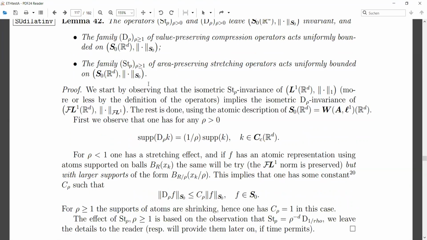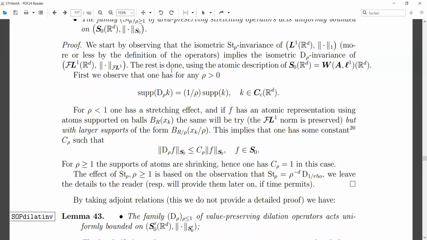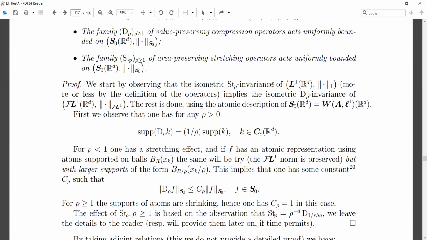Now, the arguments are actually not very deep if you choose the right characterization of S0. The first one is, we have by definition more or less that the ST rho operator leaves the L1 norm invariant. We also know that the ST rho operator goes over to the D rho operator if you go to the Fourier transform side. And we take the norm of the L1 into the Fourier domain, so that's clear. That means we have a D rho operator which is not only uniformly bounded and isometric on C0, but it's also isometric on FL1.